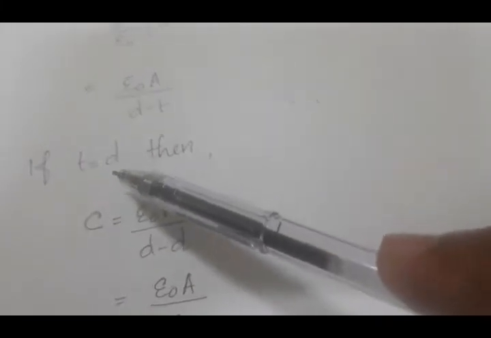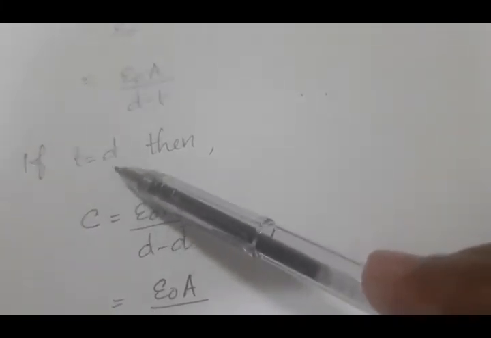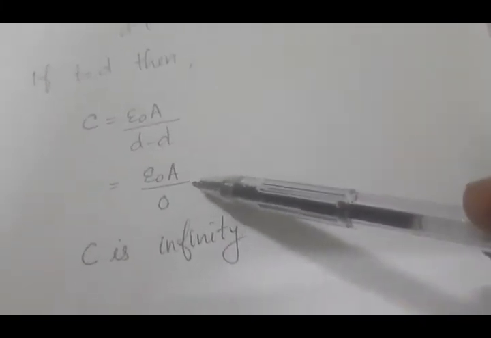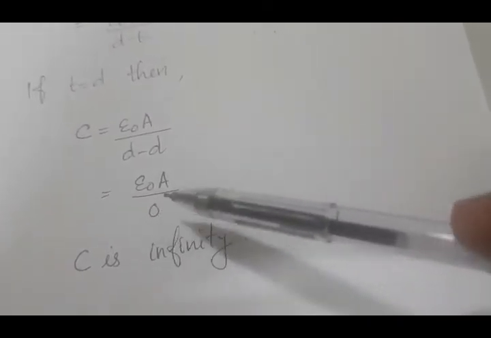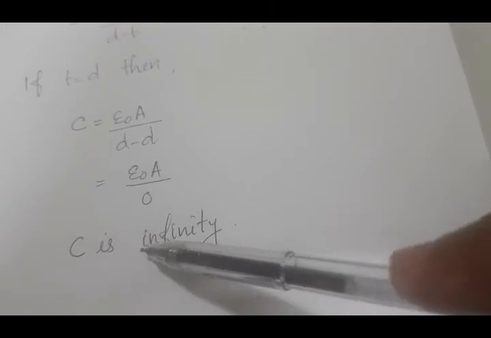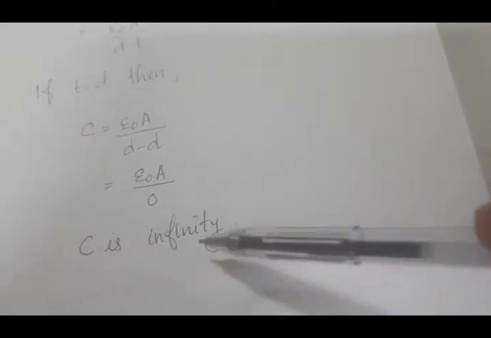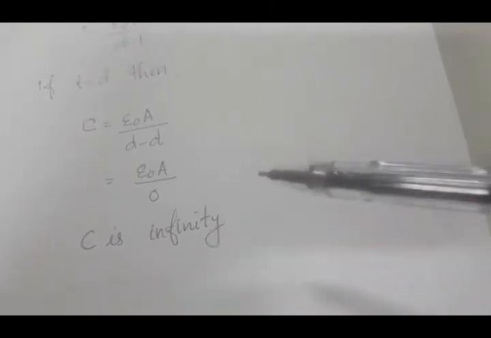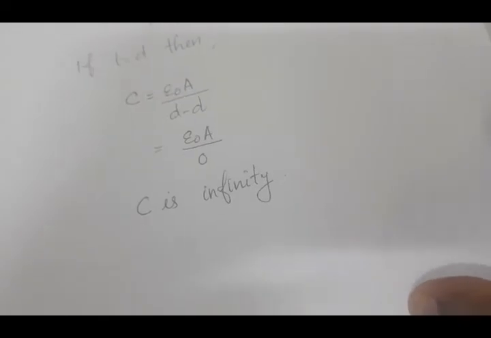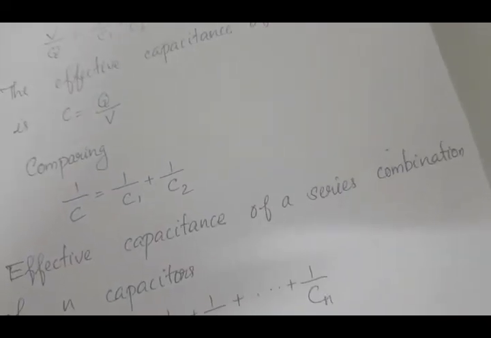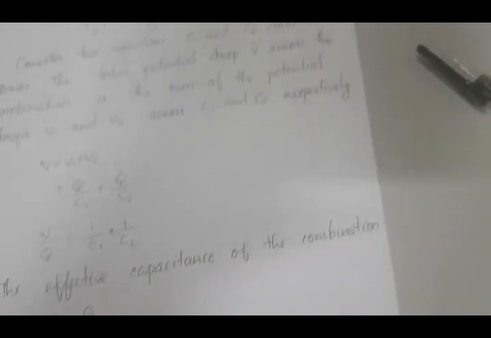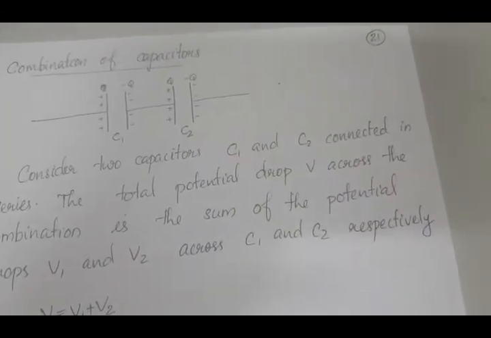Now when the conductor has thickness t equal to d, this will become epsilon 0 A by 0. Denominator 0 means that quantity is not defined, or we call it infinity. So capacitance will become infinity. That is also a sub case which will not be asked as an essay question or anything. It is an application which we have mentioned.